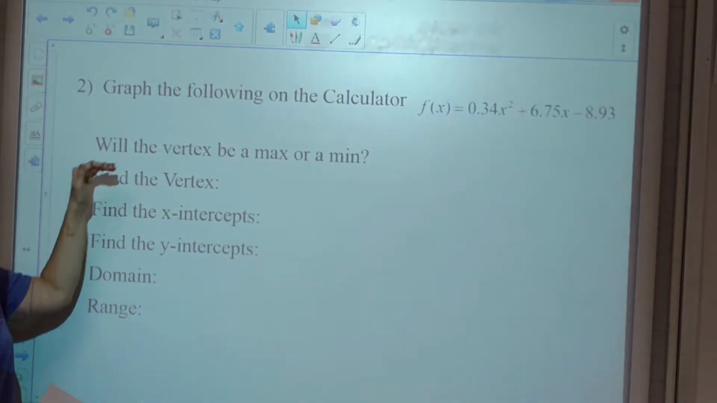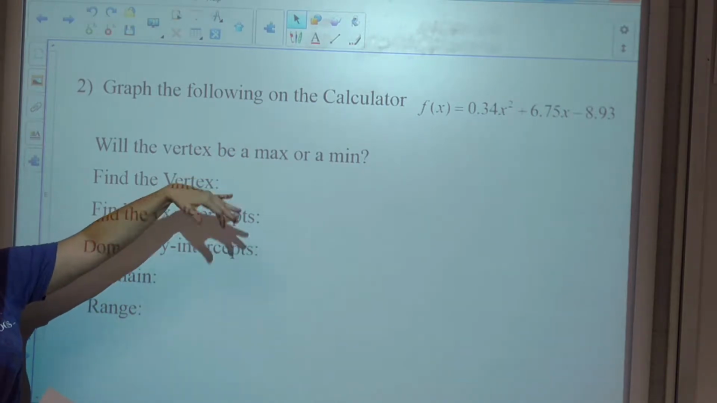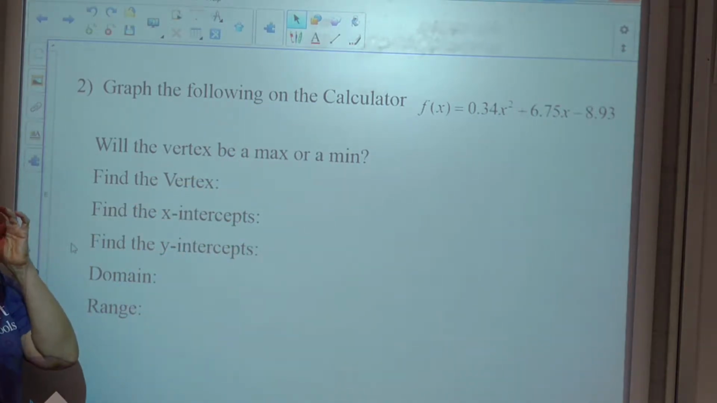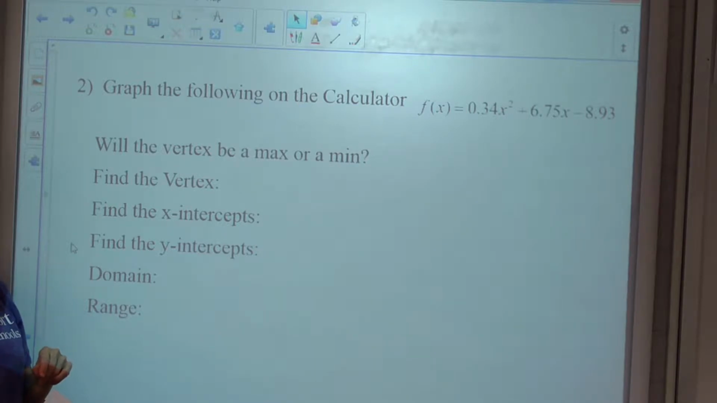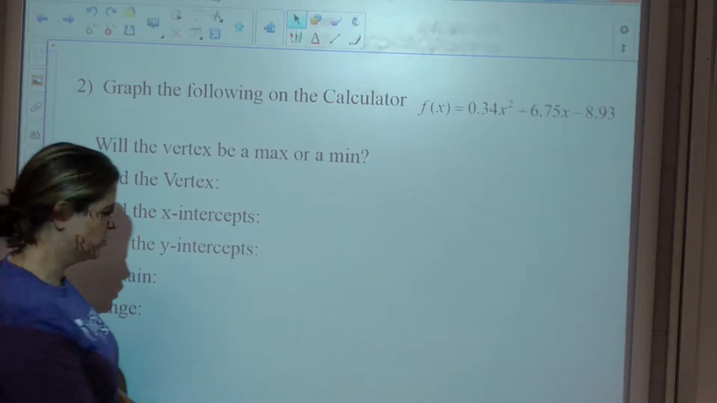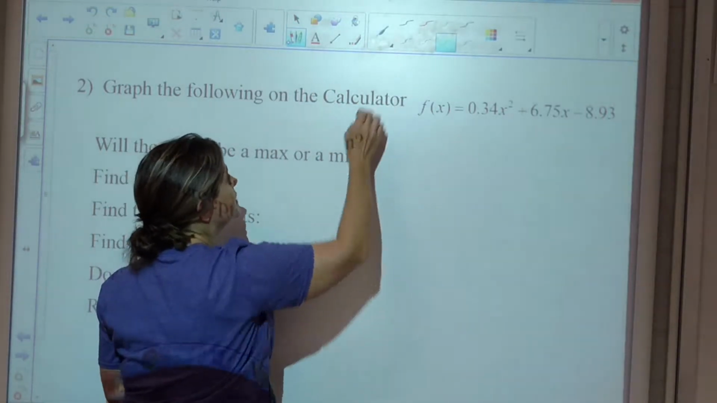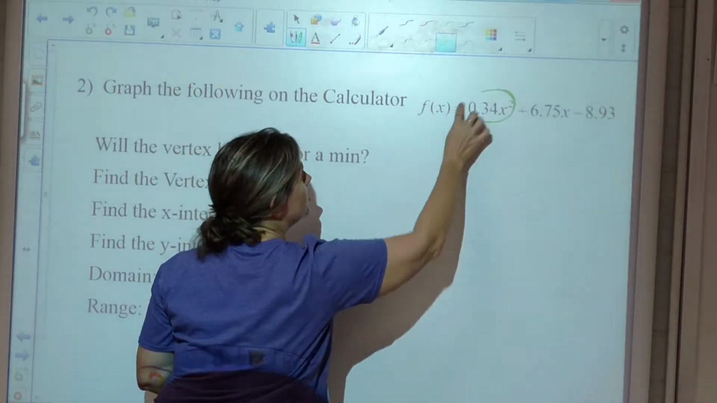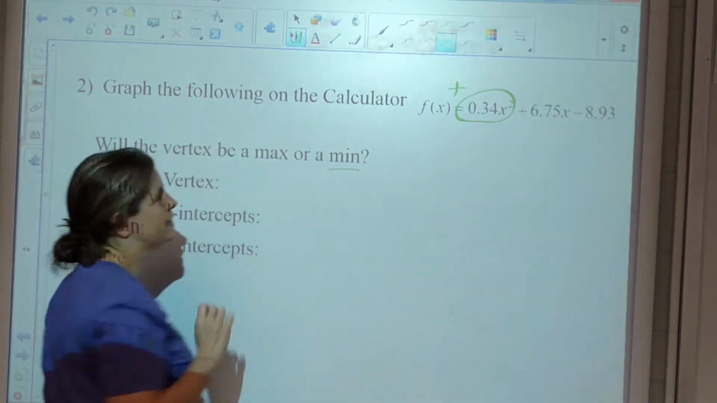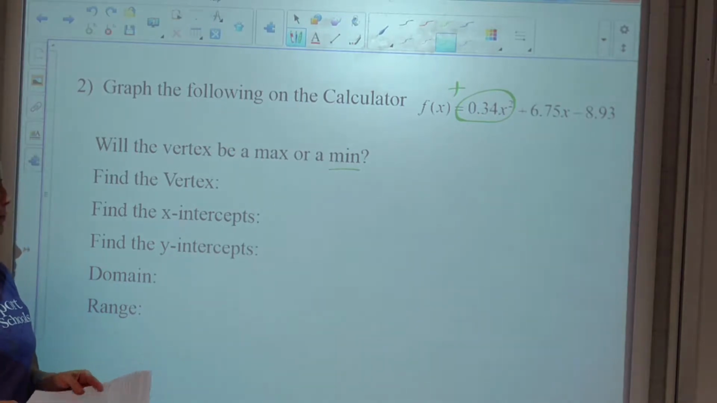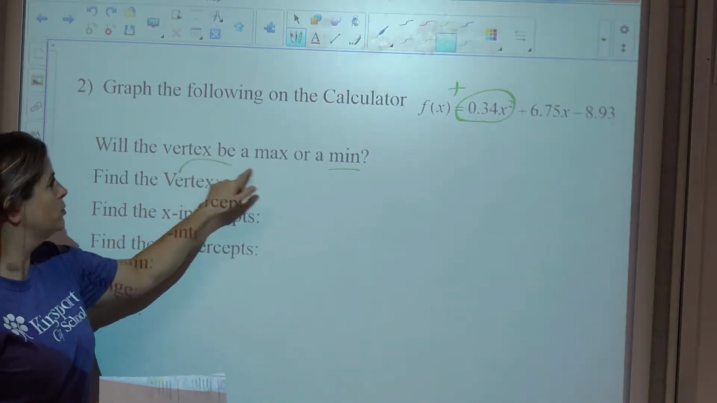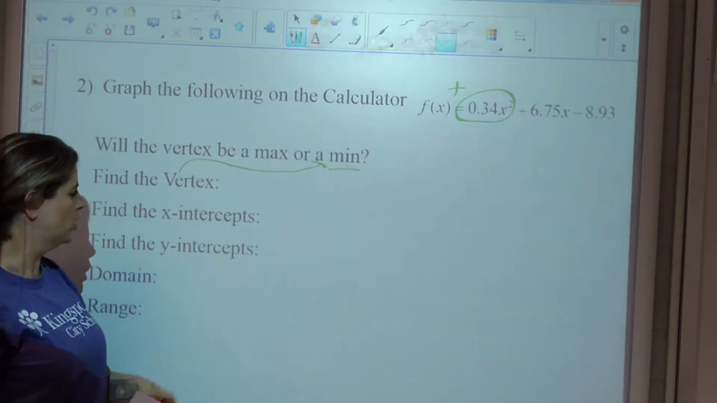So the first thing on our list is you want to determine if it's a maximum or a minimum, and I already pointed out from the graph, but we could do that without even graphing it. We know that the x squared being positive tells us that it's a minimum, right? So that vertex is going to be at a minimum value, a low point.